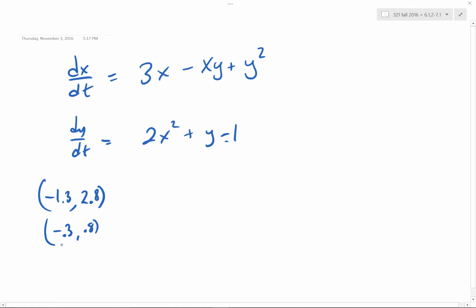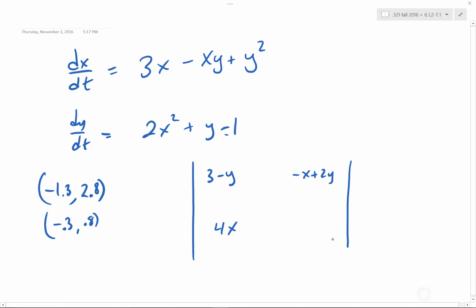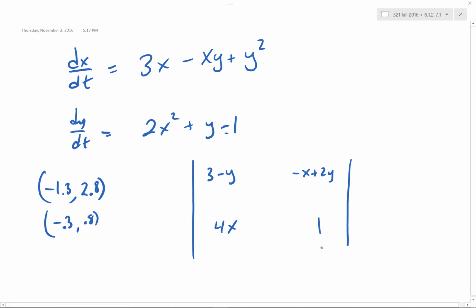Okay. Interesting. Okay, so let's make our determinant, if you will, and see what happens with this then. You're like, okay, well, I can do partial derivatives. That's going to be 3 minus y, right? And then with respect to y, it's going to be negative x plus 2y. With respect to x, it's going to be 4x. With respect to y, it's going to be 1.